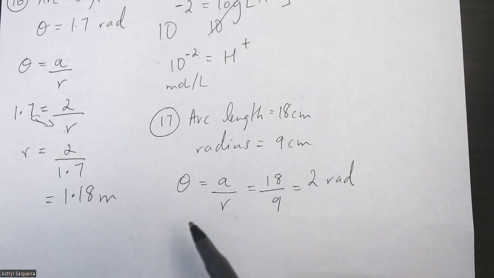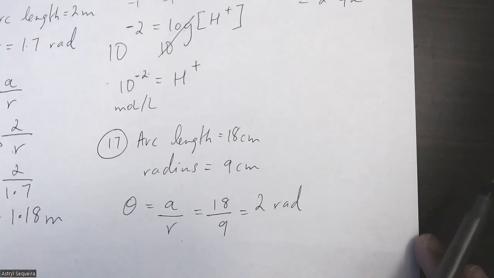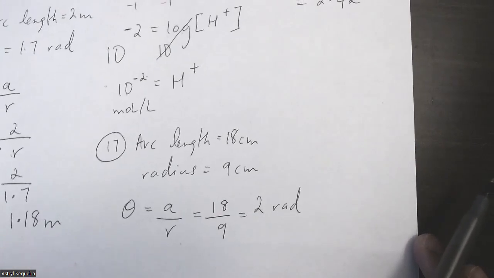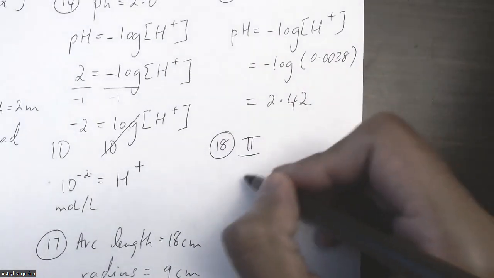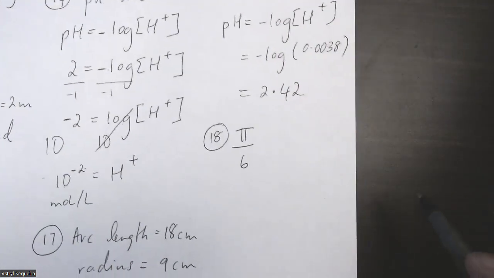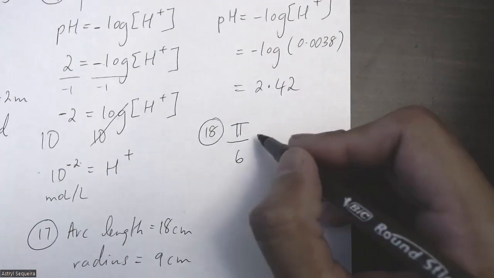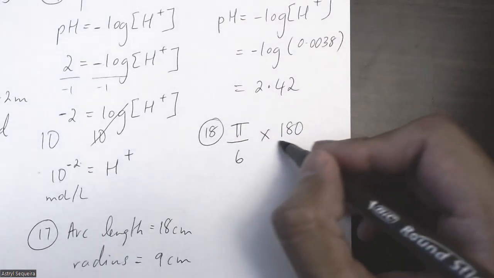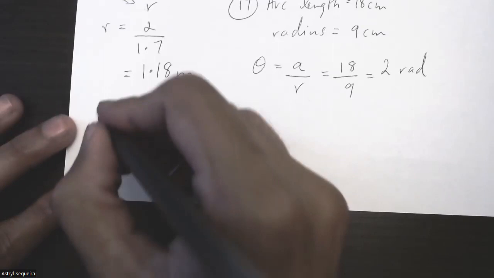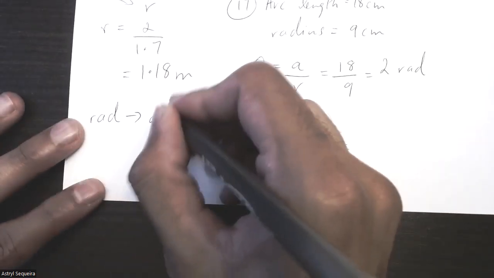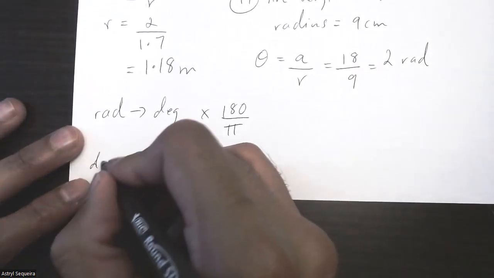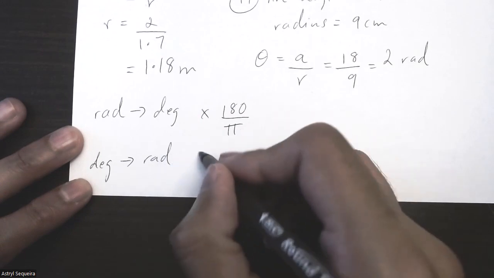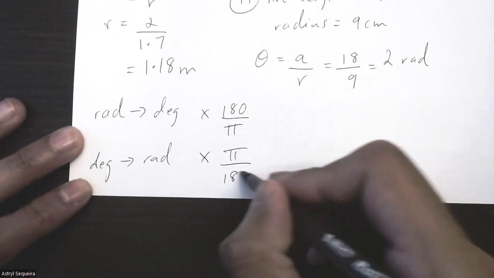If it's in degrees, convert from degrees to radians, which ironically is going to be the next question, conversion from radians to degrees and degrees to radians. So question number 18, we are given pi over 6 radians, and we need to convert this to degrees. When converting from radians to degrees, we multiply by 180 over pi. I'll write it down over here. Radians to degrees, we multiply by 180 over pi. And converting from degrees to radians, the opposite, we multiply by pi over 180.